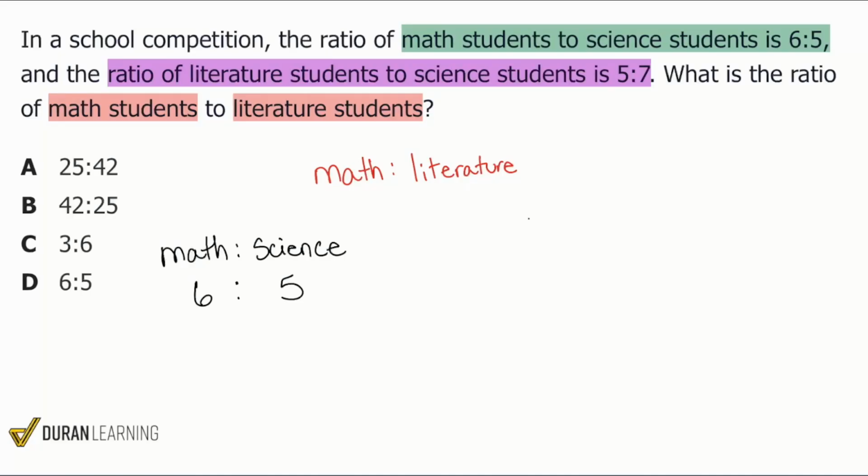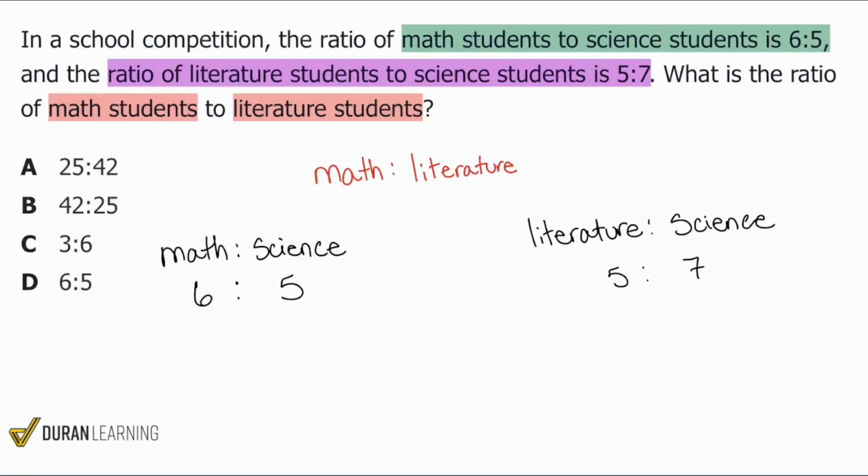So I'm going to write here, literature to science is 5 to 7. All right, there we are. It's all written out. Now, everybody, when you look at all of this, can you remind me, what are the two ideas that we're trying to compare again? Math and literature. That is correct. We want to compare math and literature. How are we supposed to do that, though? How are we supposed to do that?